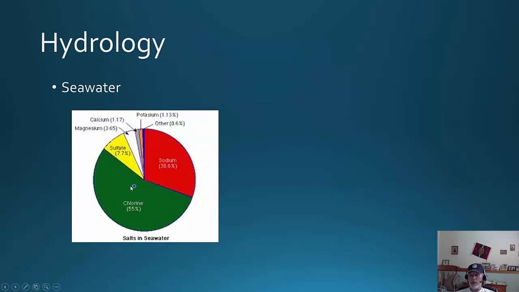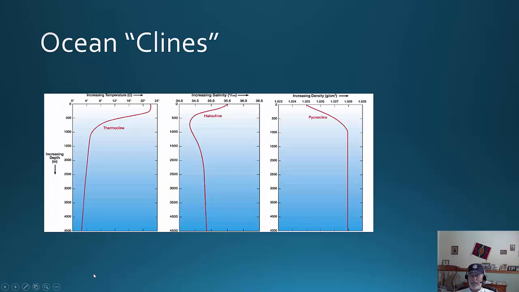Hydrology: we looked at seawater and read some graph interpretation. Definitely, if you look at this graph, the salt in seawater is chlorine, 55%. So there'll be a couple of questions relating to parts of seawater there. We talked about different clines: a thermocline, a halocline, a pycnocline. Thermocline is where you have a rapid decrease in temperature in a relatively narrow part of the ocean. So thermocline is the temperature one. Halocline is the one for salinity, and then a pycnocline is density.